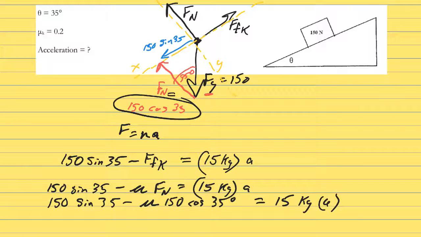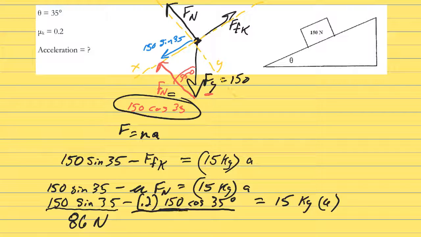times A. So now if I do this piece, 150 times the sine of 35, I get 86 newtons. If I do all of this, it's like my second time redoing this video. My mu, I know what my mu is. It's 0.2. I should have put that in there.